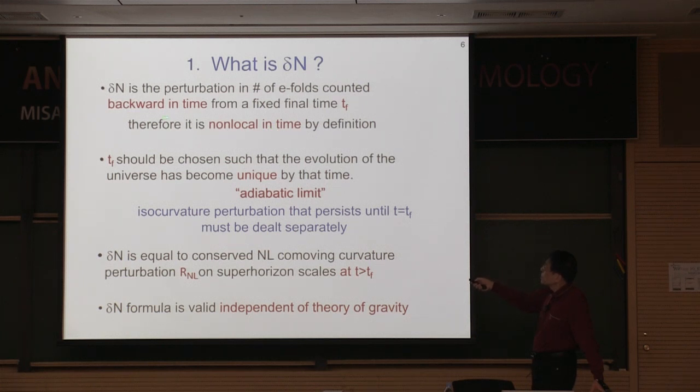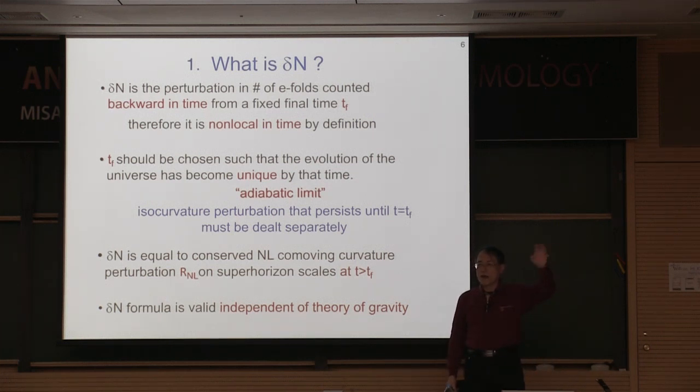But anyway, this automatically means it is non-local in time by definition. Yes, it's a kind of integral from some time until the final time. And the final time should be chosen such that the evolution of the universe has become unique. This we call the adiabatic limit. It's a sort of different terminology, I guess. The whole point is that when you consider this limit, then the matter contents of the universe are unique. For example, in our universe, we have cold dark matter, baryons, and so on.